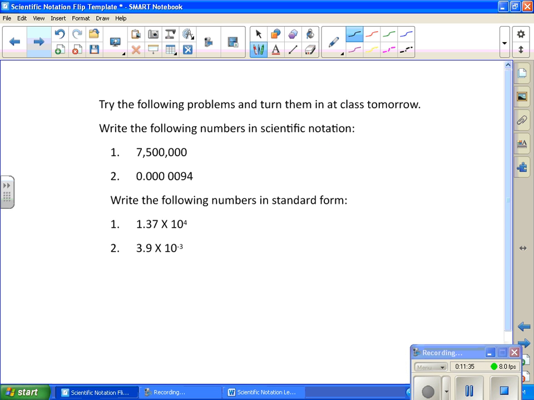Finally, I'm giving you 4 examples to try on your own. Please work through these, change these numbers into the form requested, and turn them in tomorrow for homework. And put the pause button on now to hold on to these. Thank you, and good luck.